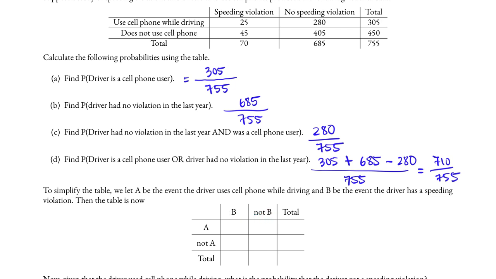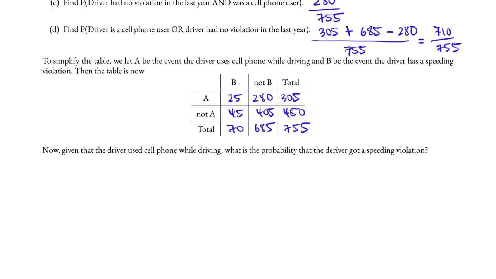And so this is 25, 280, 305, 45, 405, 450, 70, 685, and 755. This is the same table that we had before, but in a simplified form where we do not use the lengthy phrases, just simply A, not A, B, not B, and the total.